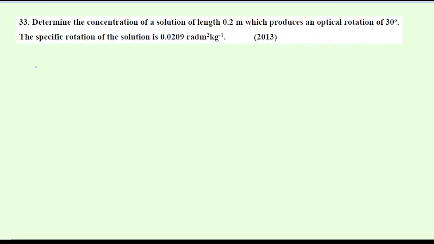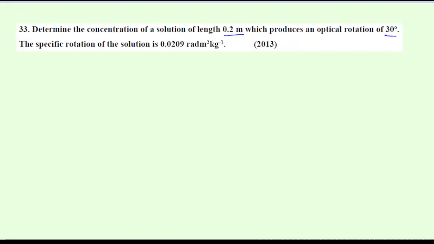Hello students, let's solve another question related to the same topic, which is optical rotation, optical activity. The question is, determine the concentration of a solution of length 0.2 meter which produces an optical rotation of 30 degrees. The specific rotation of the solution is 0.0209 radians meter square per kg. So let's write the given part.